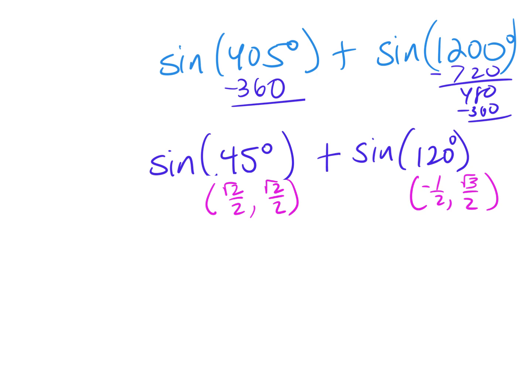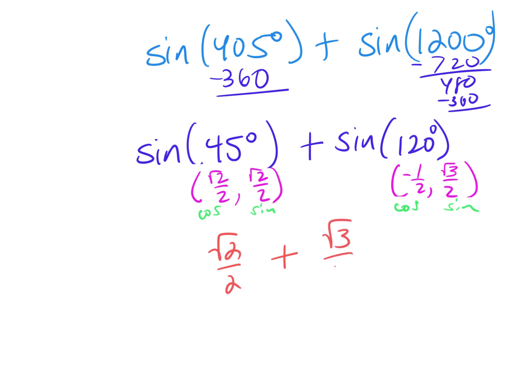Go ahead and label. The first is cosine, second is sine. Can you guys look at this right now and tell me what the sine of 45 is, the exact value? Yep, it's the square root of 2 over 2. Plus, can you look and tell me what the exact value is, the sine of 120? The square root of 3 over 2.